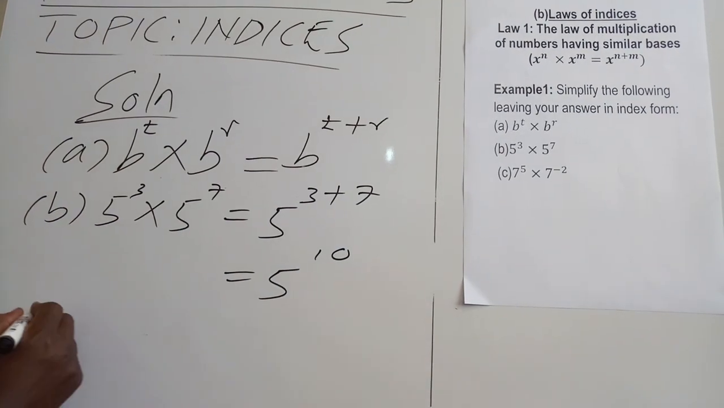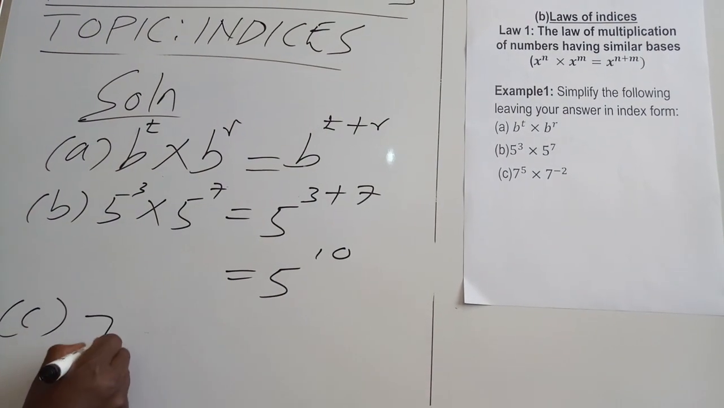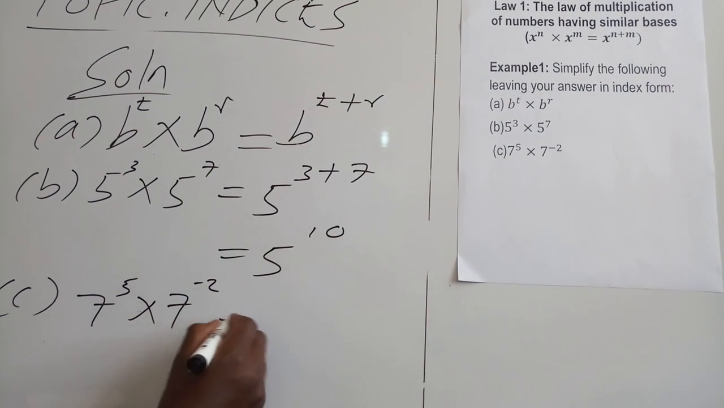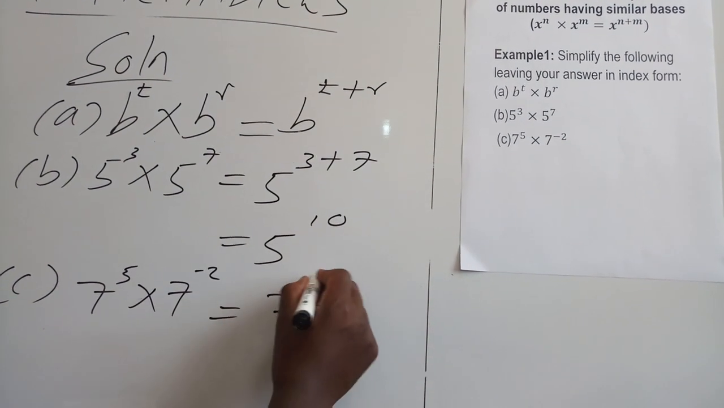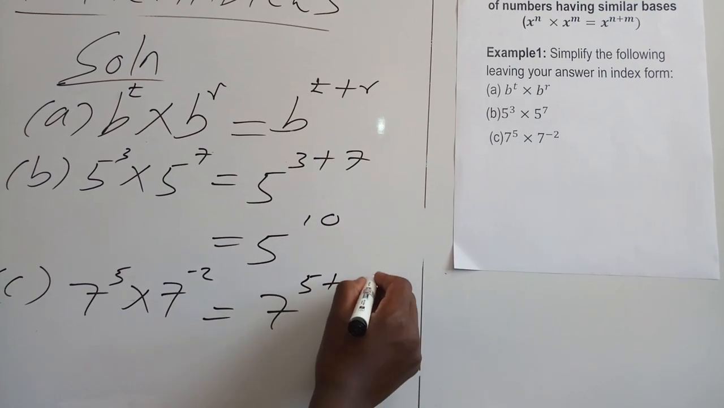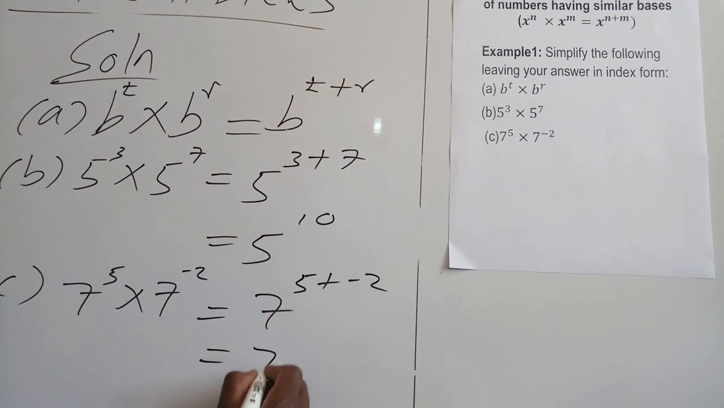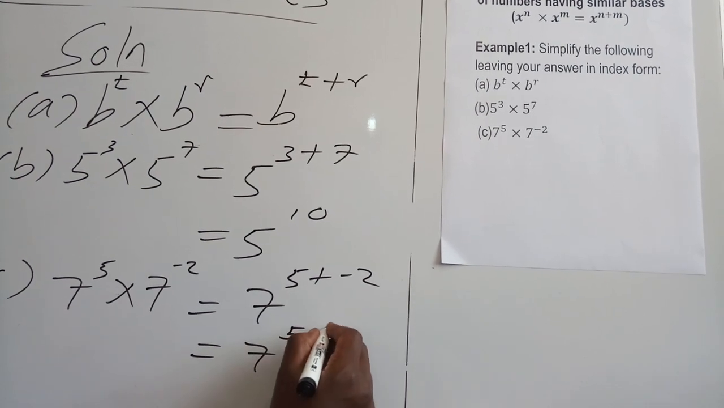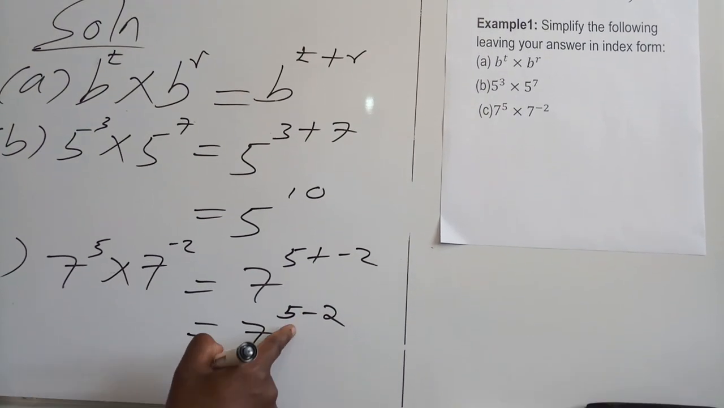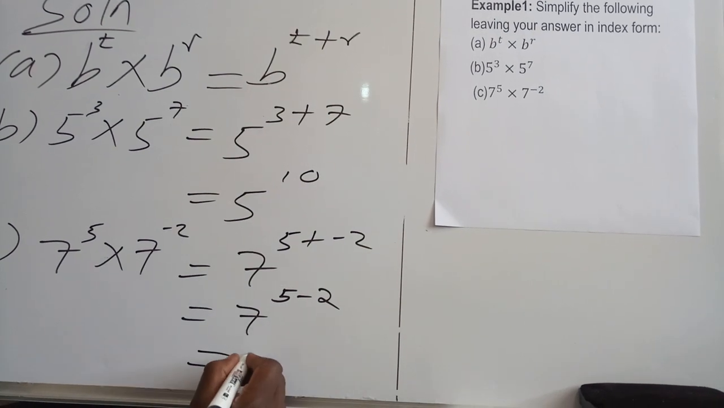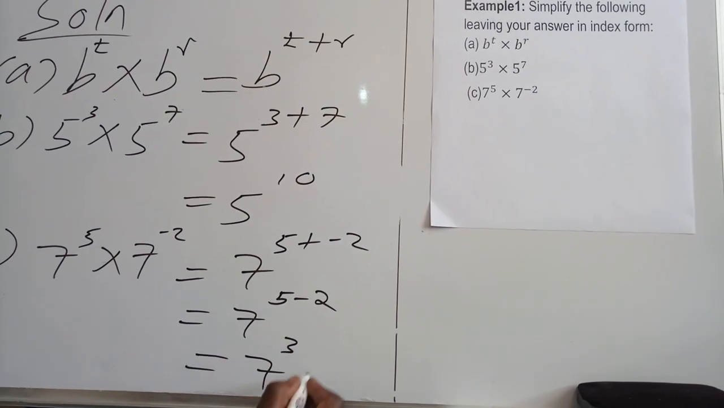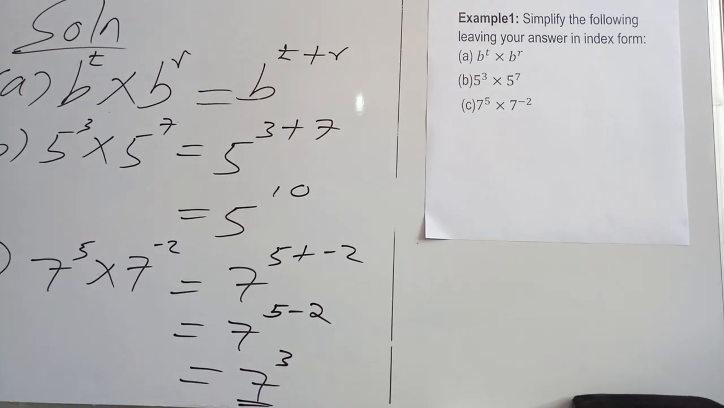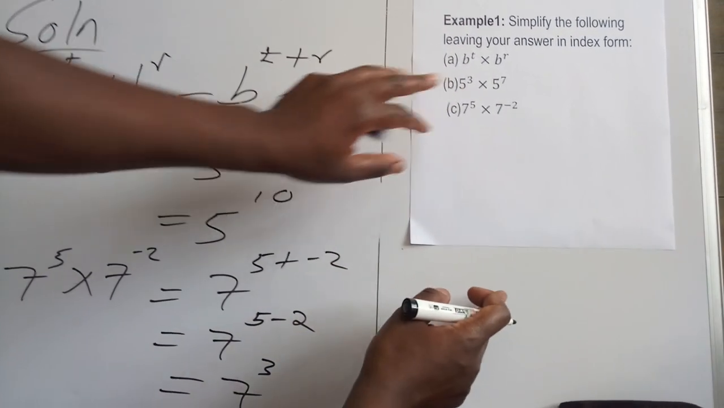Then part C, 7^5 times 7^-2. That will give us 7 power 5 plus negative 2. Now, remembering your integers concept in form 1, that will translate to 7 power 5 minus 2. In the end, what do we have? 7 raised to the power 3 as the eventual answer. We are done with the first law.